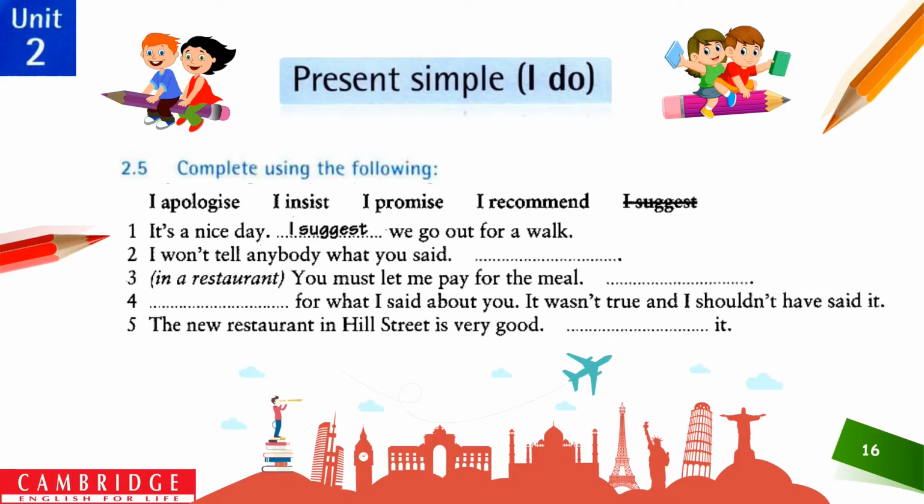Students, here we have come to 2.5. Complete using the following: I apologize, I insist, I promise, I recommend, I suggest. These are given. You need to see where the pronoun as well as the verb fit into the context, and accordingly write. For example, it's a nice day, I suggest we go out for a walk. The same way, you need to see where it fits and can be appropriately written, and write it there.